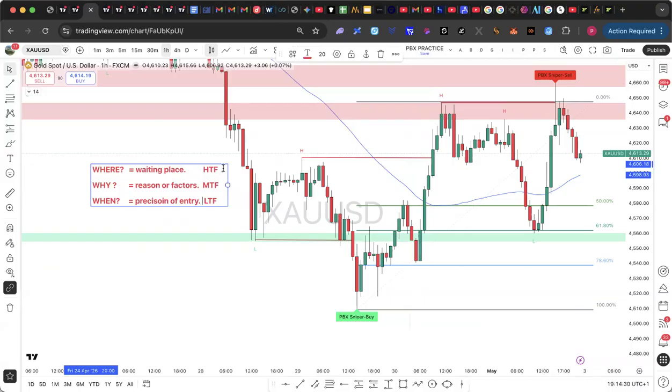So this can be 4 hours, 1 hour. This can be 1 hour and 30 minutes. This can be 15 minutes, 5 minutes, 3 minutes to 1 minute. Do you understand? So that's how the trading is.